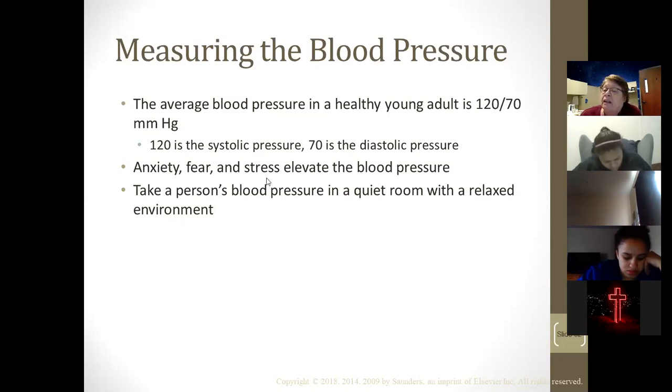Anxiety, fear, and stress elevate the blood pressure. So when you're taking somebody's blood pressure, you want them in a quiet, relaxed environment. Have them sit up or lay down, but their feet need to be on the floor. If they're sitting, they can't cross their legs. They shouldn't be talking. They should be nice and quiet, sitting there.